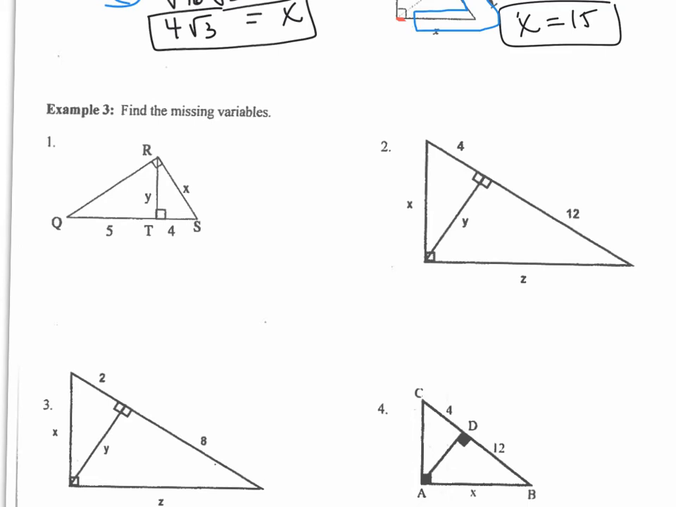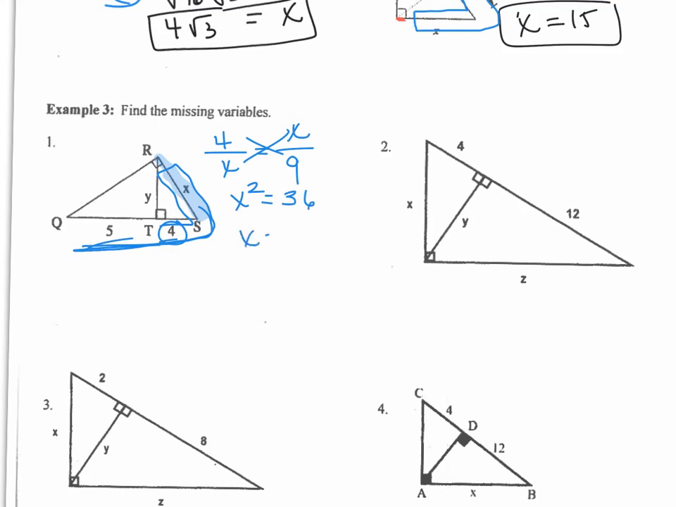Is x the altitude or is x the leg? X is the leg. So when I find the leg, I have to do the piece closest to the leg. The piece closest is 4. So 4 over the leg equals the leg over the whole hypotenuse. What's that whole hypotenuse's length? 9. How did I get 9? 4 plus 5 makes 9. Cross multiply. X squared equals 36. So x equals 6. That's x.